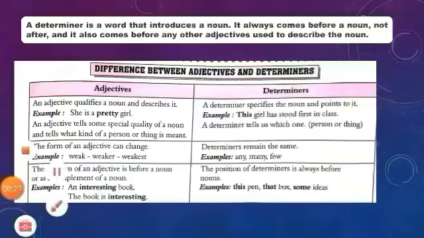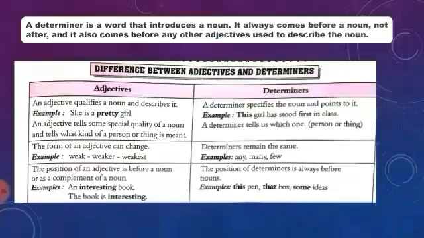Difference between adjectives and determiners. What is an adjective? An adjective qualifies a noun and describes it. Example: she is a pretty girl. An adjective tells some special quality of a person and tells what kind of person or thing is meant. Determiners: a determiner specifies a noun and points to it. Example: this girl has stood first in class. A determiner tells us which one, person or thing.